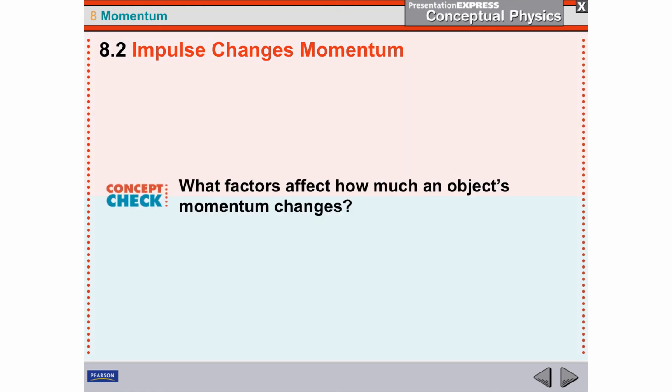So did you learn this? What factors affect how much an object's momentum changes? The change in momentum, which is indicated by a delta, a change in mass times velocity, is equal to impulse. And impulse is force times time. So if you want more force, make it a shorter time. If you want less force, make it a longer time.